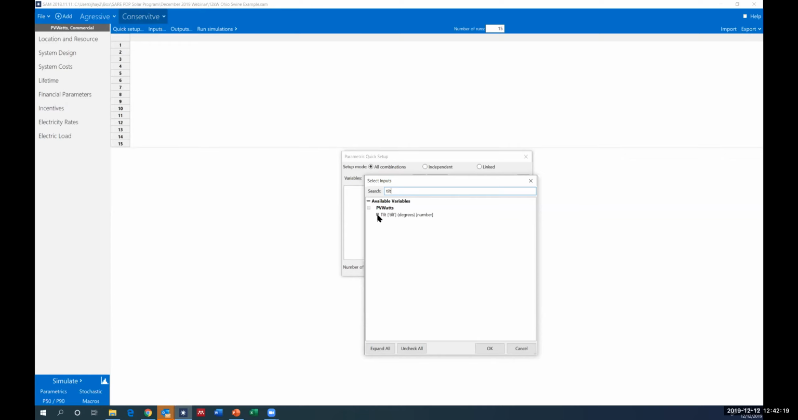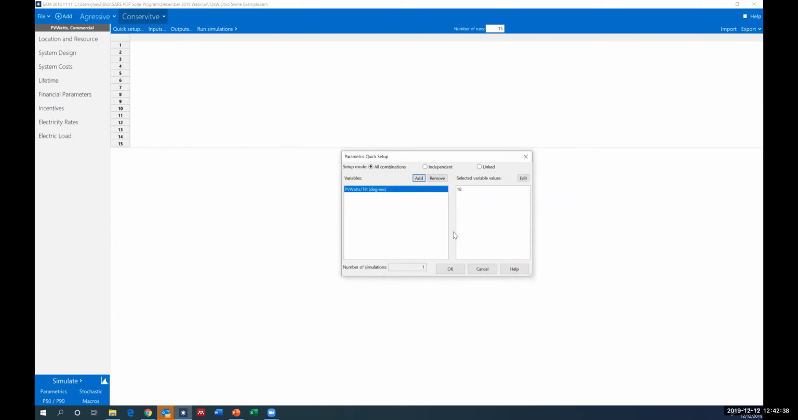We're going to assume it's still facing south, but maybe we're going to look at this as a ground mount system. And what is the best tilt angle for my location? So we're going to try to optimize for tilt. This is a little bit about system design, but also tells us a little bit about whether we could be producing more electricity. And again, electricity is where we get our value. So we're going to hit OK.